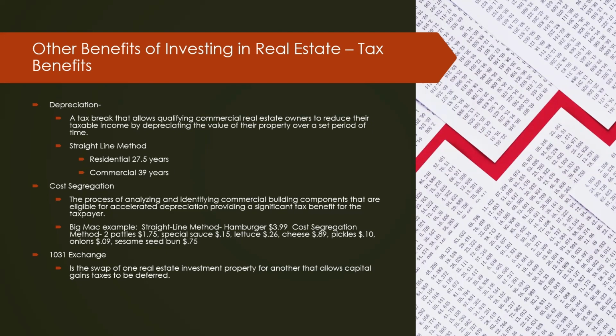We did a webinar with Jody Nielsen, and she broke down what a syndication is and explained it really well. The example that I like that she has is looking at the Big Mac. You do the straight line method, the hamburger's $3.99. When you look at it through the lens of a cost segregation, there's two patties, there's the sauce, lettuce, ketchup or cheese, pickles, onions, and the bun. So there's a lot of aspects to it. They all have different values.